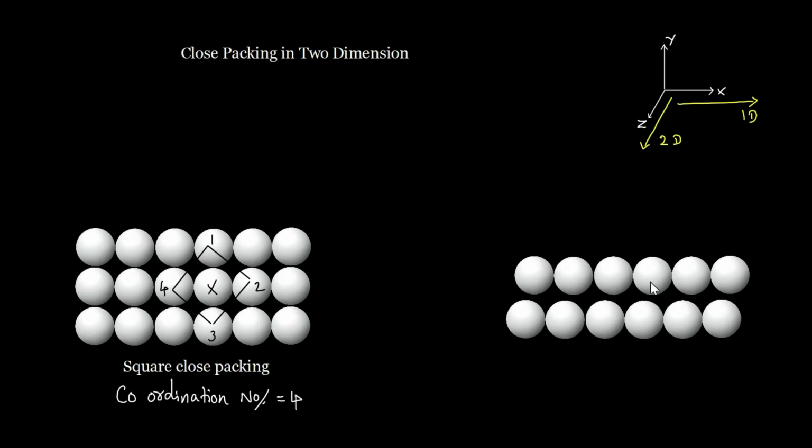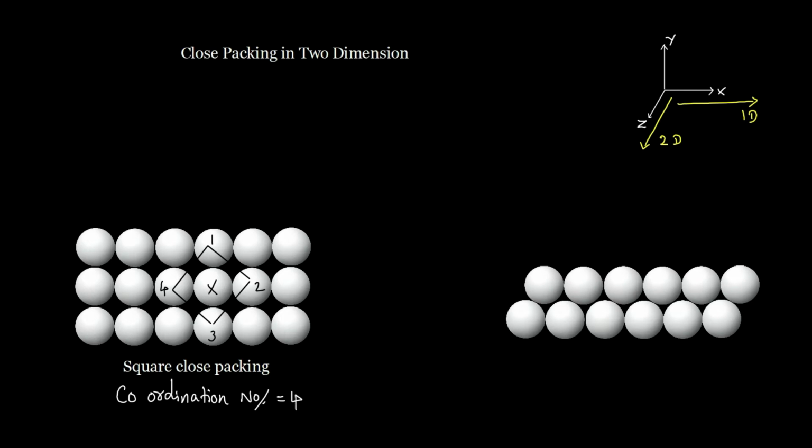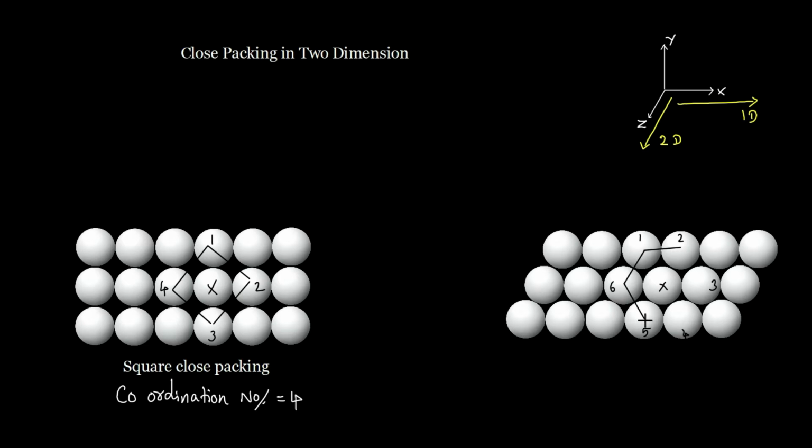Next, if we arrange the atoms of the second row in the depressions of the first row, then we get an arrangement like this, in which each atom is surrounded by 6 other neighboring atoms, and if you connect all the 6 atoms, you get a shape of hexagon. So this arrangement is called hexagonal close packing, and the coordination number of this arrangement is 6.